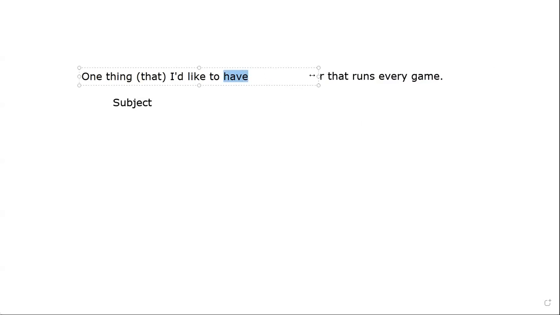So I want you to notice what's going on here. We have "one thing I'd like to have," and we know that that's a relative clause. Why is that a relative clause? Tell me. Why is this right here, ladies and gentlemen, a relative clause?